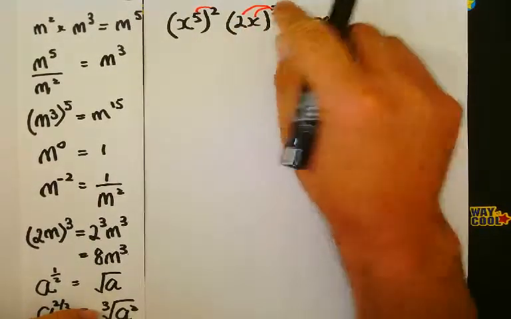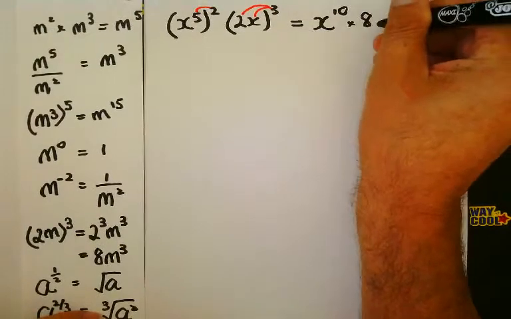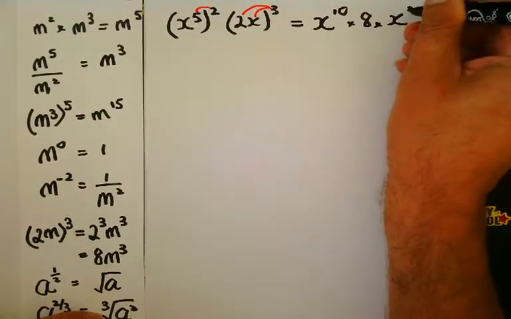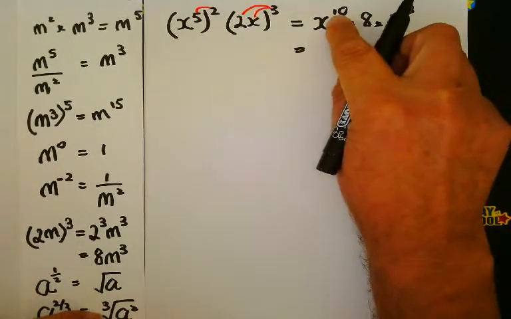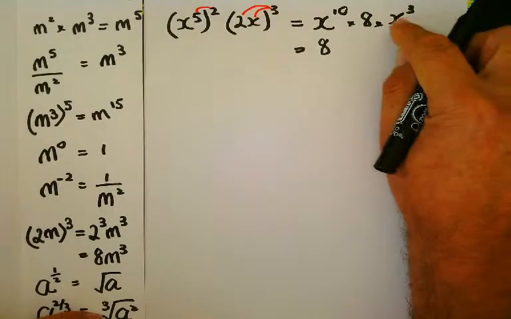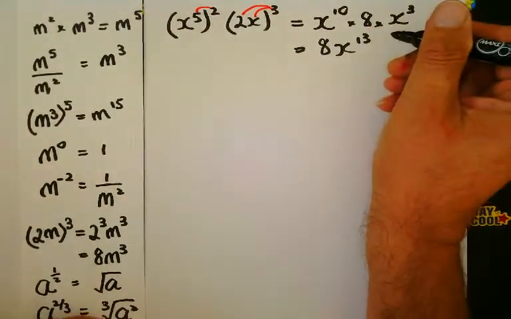2 to the power of 3, so it's 2 times 2 times 2. That's just going to be the 8. So I'll put an 8 in there. And whilst we're here, x to the power of 3. So that's just going to be x to the power of 3. So let's just tidy this up. We've got an 8 as a coefficient, so let's put that down there. We've got x^10 times x^3, so that's just going to be x^13. So that's a pretty nice one.